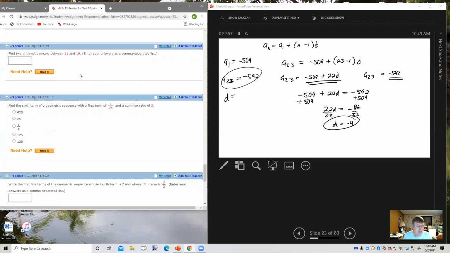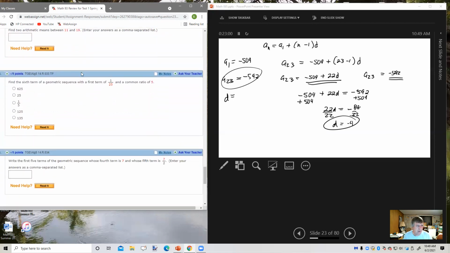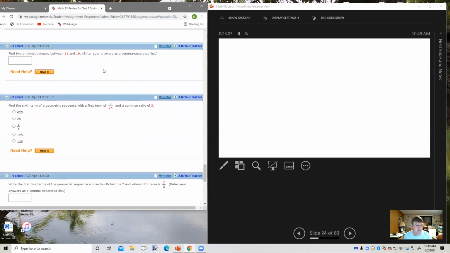Okay, let's see, what do we got here? Let's talk about arithmetic means. It says find two arithmetic means between 11 and 19. Enter your answers as a comma separated list. Again, we're talking arithmetic means. So a sub n equals a sub 1 plus the quantity n minus 1 times D. If a sub 1 is 11 and we want two arithmetic means between 11 and 19, that means that 19 is a sub 4.